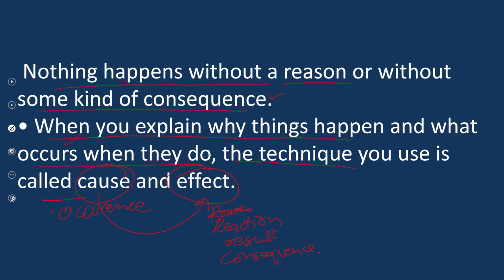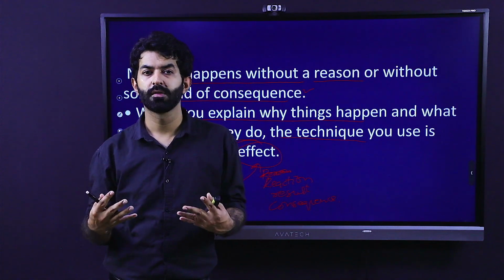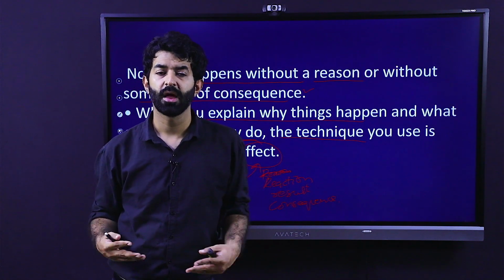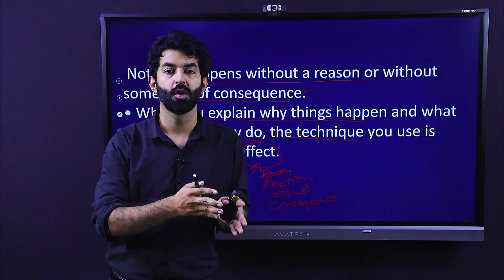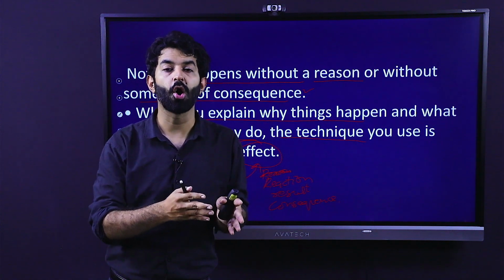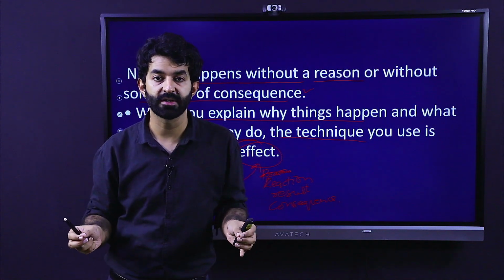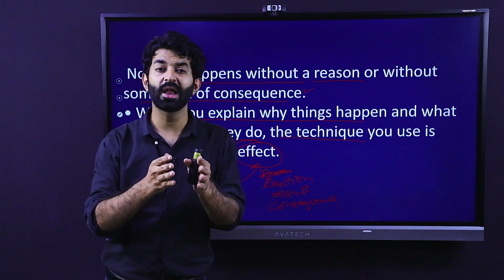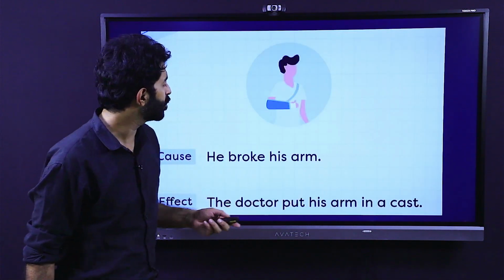So students, similarly in the problem solution text, we can find that there can be multiple effects and multiple consequences or results of one single action or one single occurrence. So you can clearly make an organizational chart and organize the cause and effects of any text. Let's look at some examples.